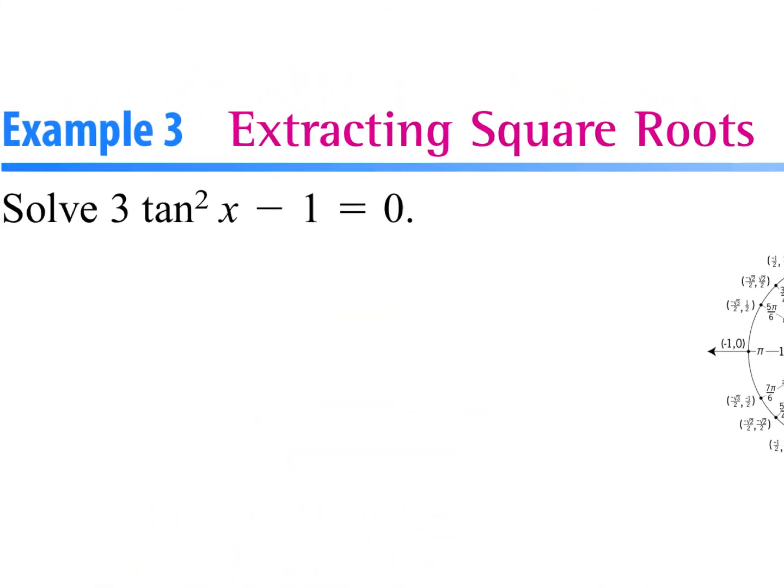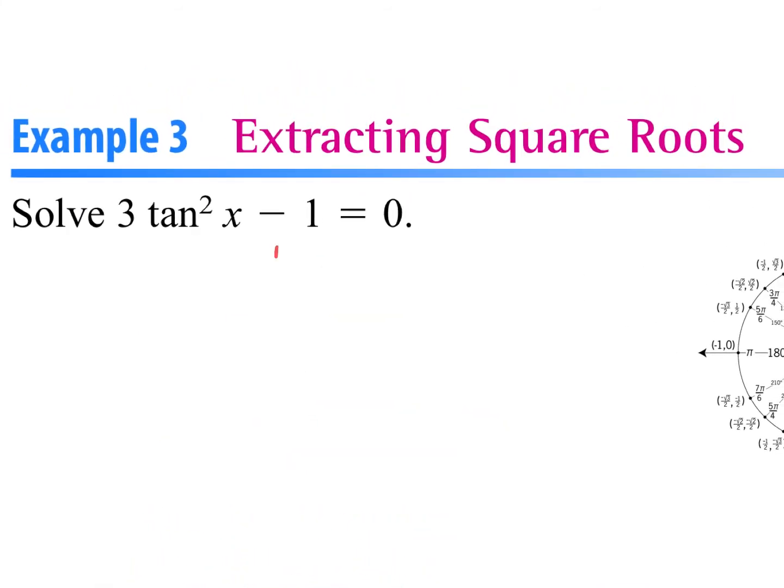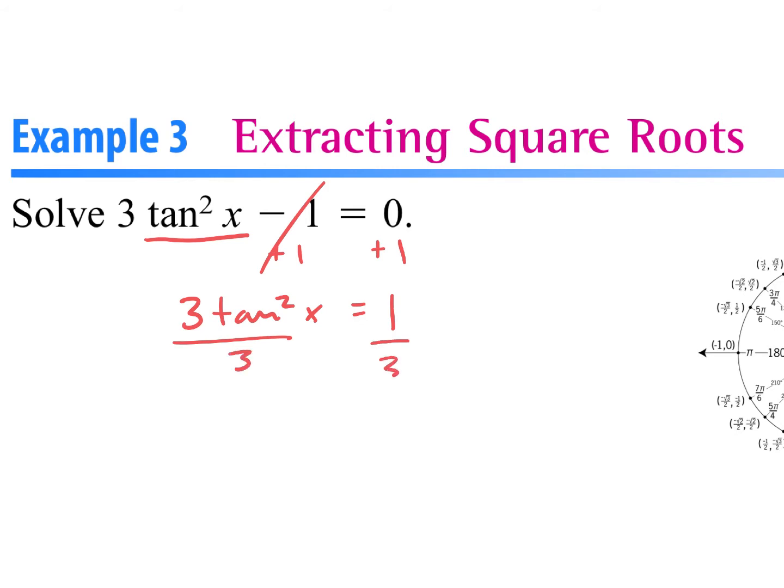So what should we do first for example 3? Add the 1. So just like before, we want to isolate our trig function. So we have 3 tangent squared x is equal to 1. What next? Divide by 3. So tangent squared x is equal to 1 over 3.